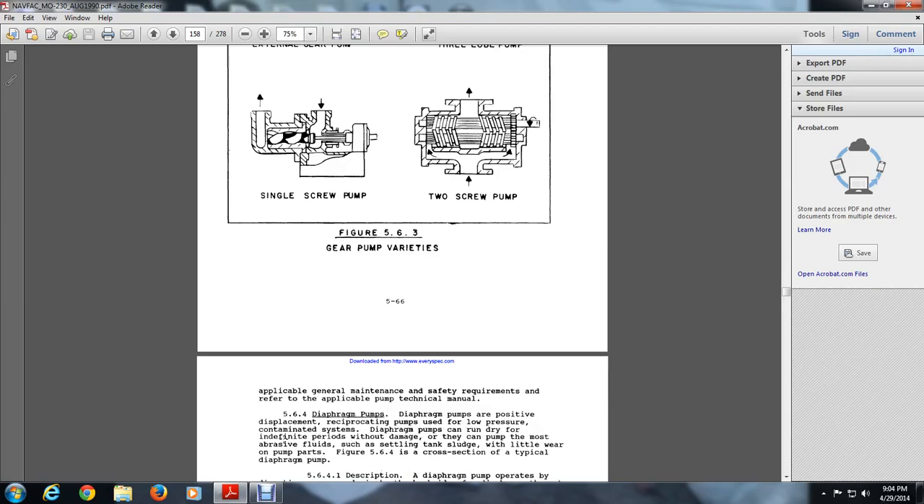564 Diaphragm pumps. These may be positive displacement reciprocating pumps used for low pressure in a contaminated system. Diaphragm pumps can run dry for an indefinite period without damage. They can pump the most abrasive fluids and settling tank sludge with little wear on the parts. 564 in cross section.